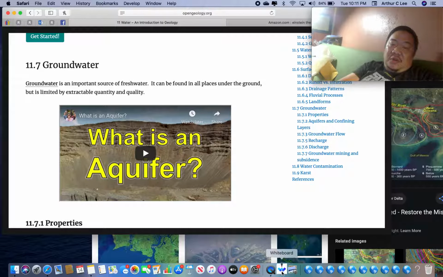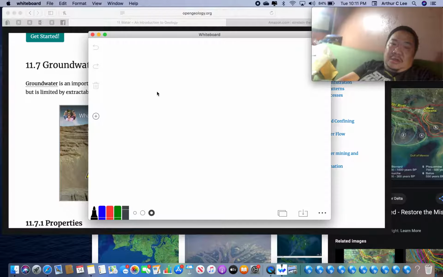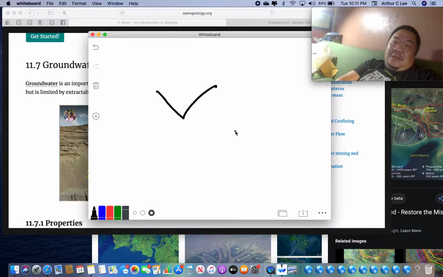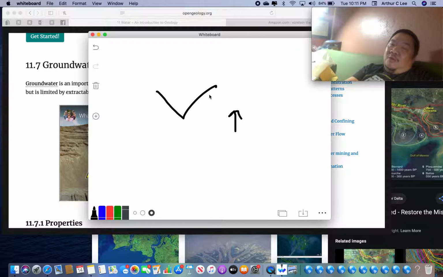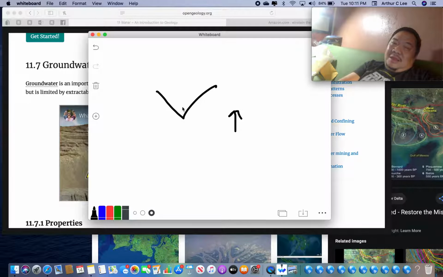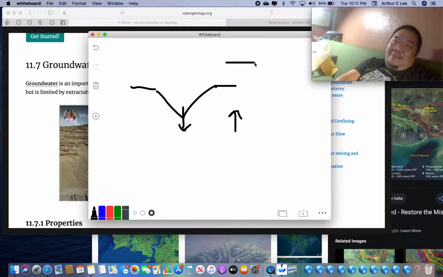I'm going to try and draw you a picture and show you how that happens. So let's say here's a river channel, right? If the land is uplifted through mountain building, then the river will cut down, and the old floodplain will be left behind as a terrace, and you have a new floodplain.